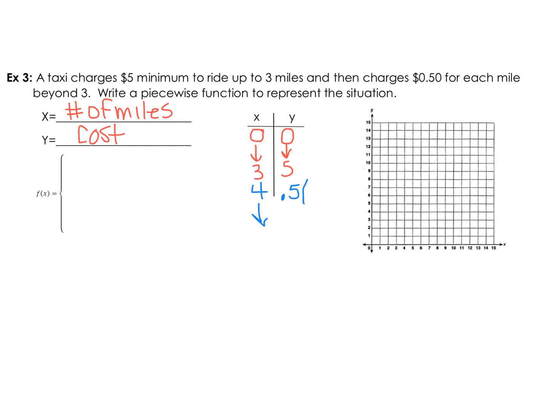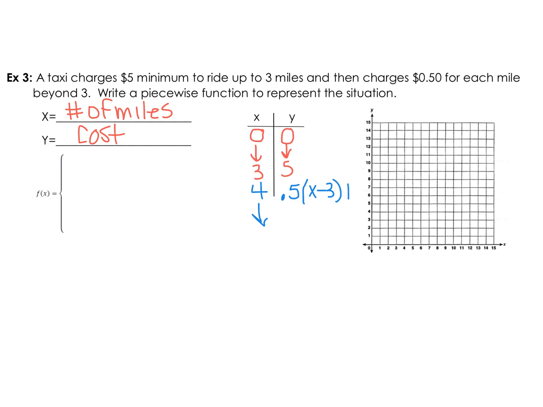So what I need to do is take my x and subtract 3. Because think about it, if I went 4 miles, I'm only being charged that $5 for the first 3 miles. But after that, I'm going to get charged 50 cents per mile. Well, I need to subtract 3 because I've already been charged for those 3. So I'm subtracting 3 to figure out, okay, 4 miles, I've got an extra mile that I'm going to get charged 50 cents for. So you're always going to have to do that: x minus whatever the previous number was.